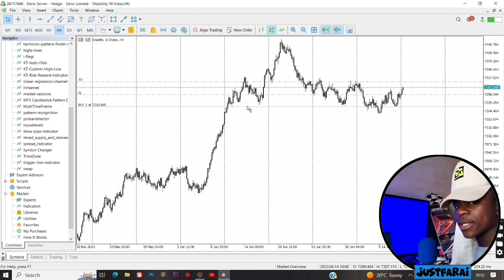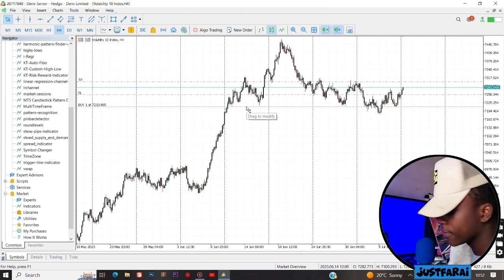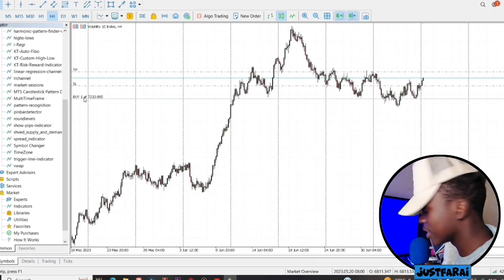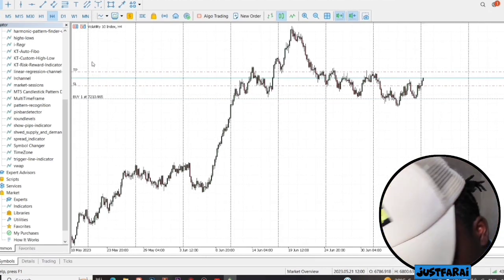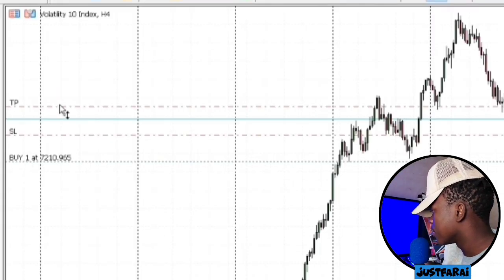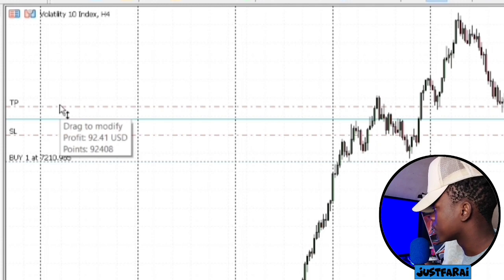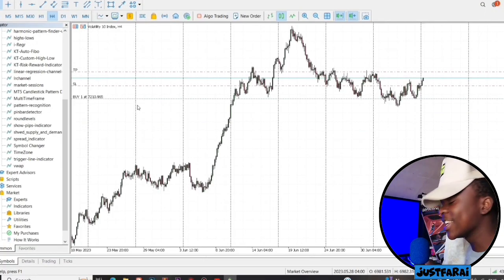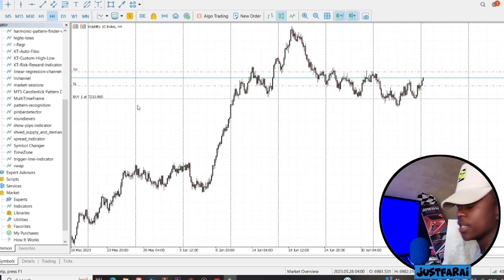In the next episode I'm a bit excited because, as you can see, this is a V10 index chart on the H4 time frame, and this is my second type of trade that I swing. You can see that with this $1 lot size, up to here I've got something around $92, and my stop loss is at $43. So regardless of whatever the market is going to do from here, I'll make a profit.